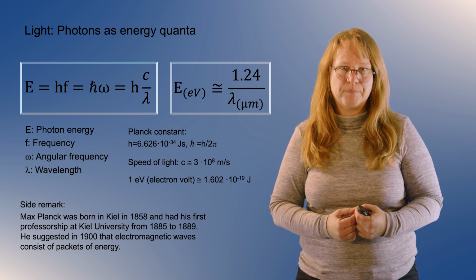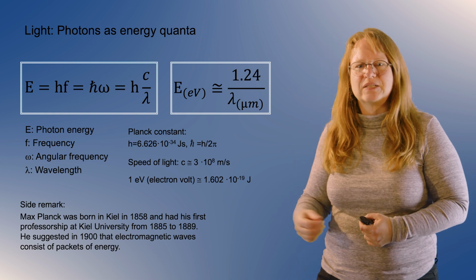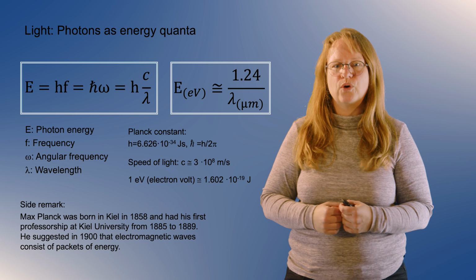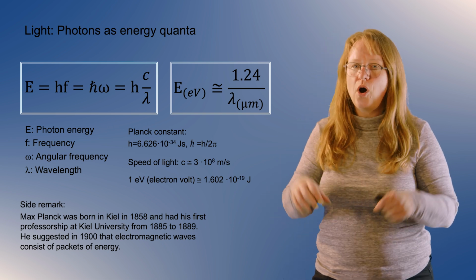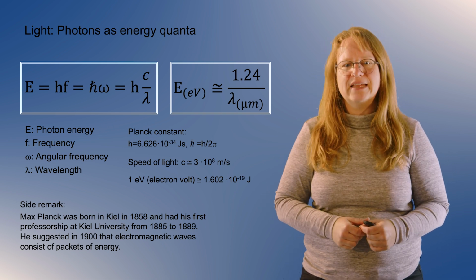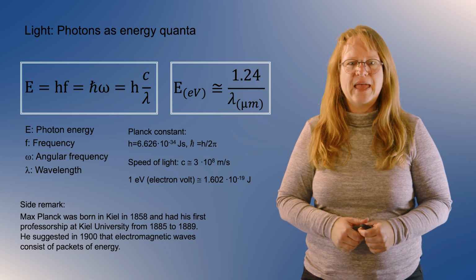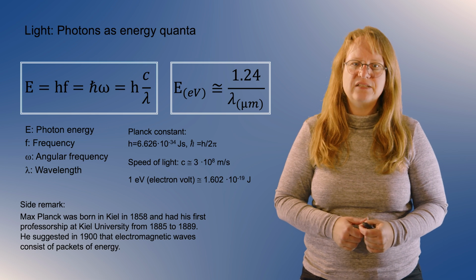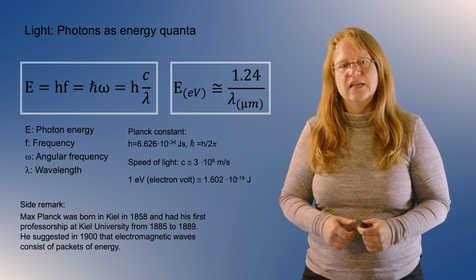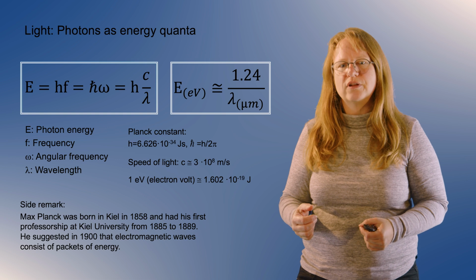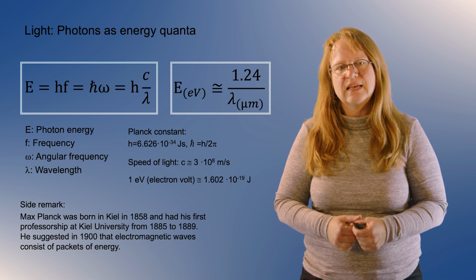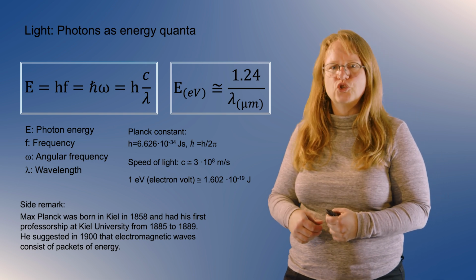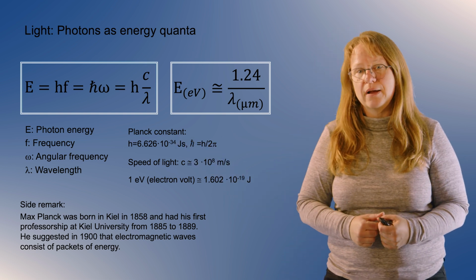A side remark: Max Planck, after whom this Planck constant is named and who did experiments also in this area, was born here in Kiel, where we are located, in 1858. And he had his first professorship also here at Kiel University from 1885 to 1889. And he actually suggested in 1900 that the electromagnetic waves need to consist of packets of energy. So then later on in his honor, this was named the Planck constant here.